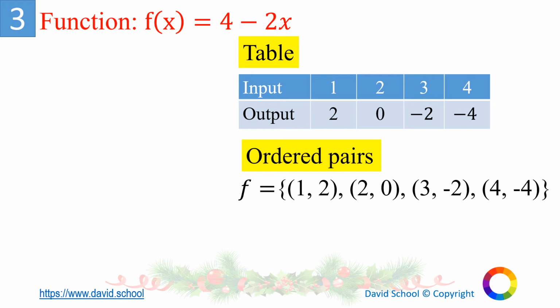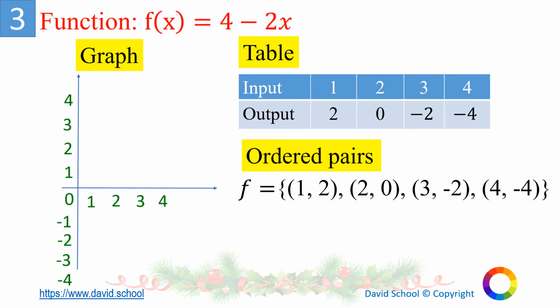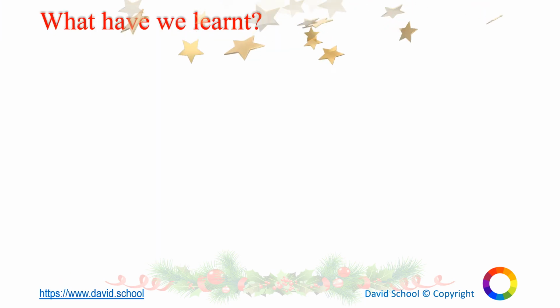And now we will draw the x-axis and y-axis and plot these points (1, 2), (2, 0), (3, -2), and (4, -4). This is how we will represent the function as a graph. We may join these points to see whether the graph is continuous or not. Obviously, this gives a straight line and it is a continuous function. y equals 4 minus 2x.